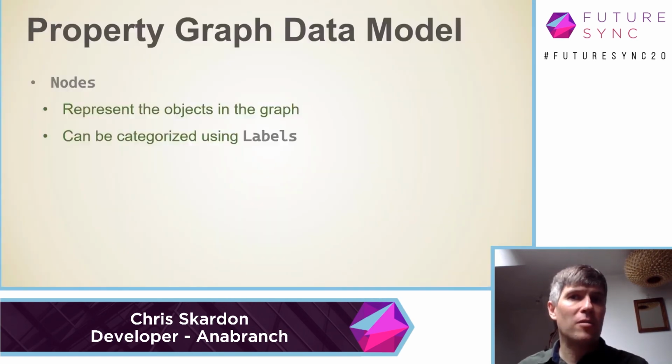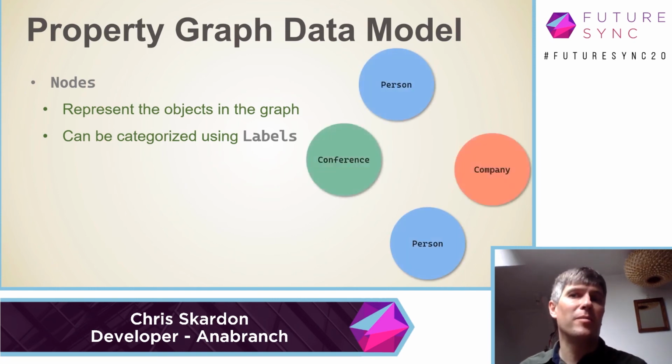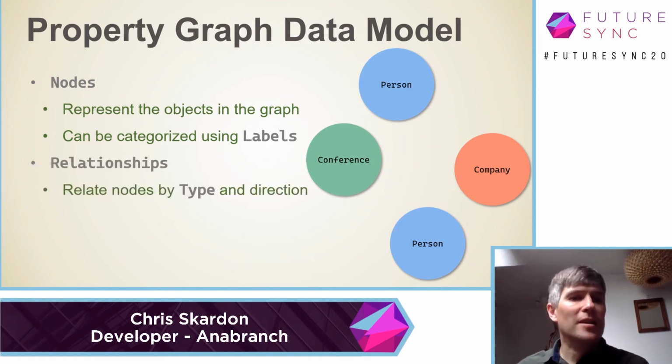So very briefly, on how we use a property data model. We have things called nodes. Nodes are what we've talked about so far. They're the blobs, the circles, and they represent objects in the graph. And we can categorize them using labels. So I have 4 nodes here. I've got a person node, I've got a conference node, and I've got a company node. Labels group things and make it easier to actually work out what things are.